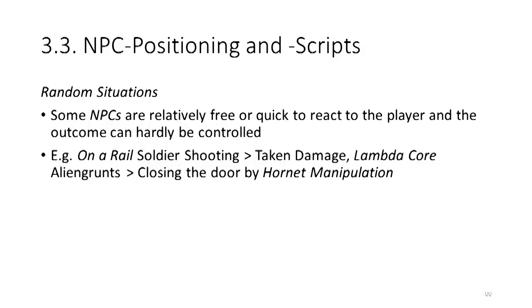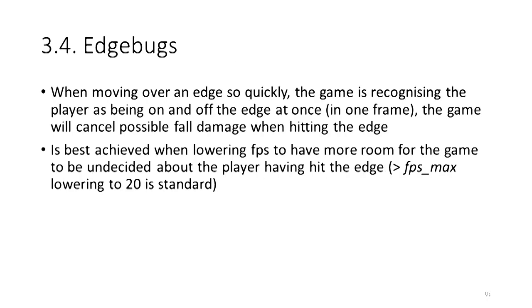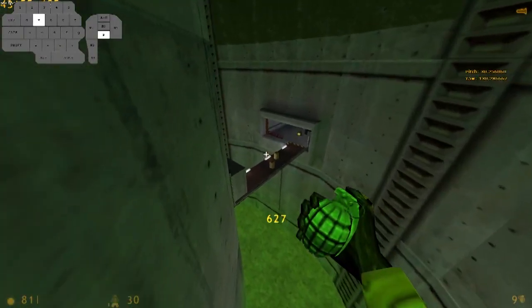There is not really that much to show about NPCs being RNG. For completeness, note that sometimes you cannot but kill an enemy to control the situation. Edge bugs work when being on and off an edge on one frame, so the game doesn't register fall damage.